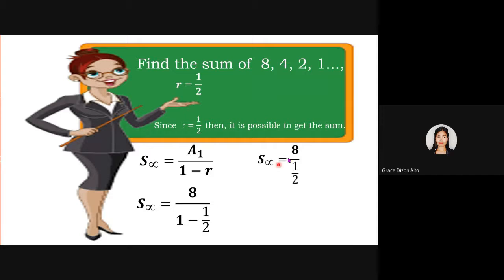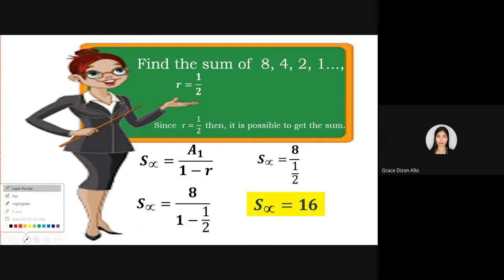For 1 minus 1/2, the answer is 1/2. And then divide 8 by 1/2, and the answer is 16. So that's 8 times 2 over 1. It will look like this. So let's use the pen. So we have 8 times 2 over 1 is equal to 16 over 1, which is also 16. Okay, so that's it for example number 1.